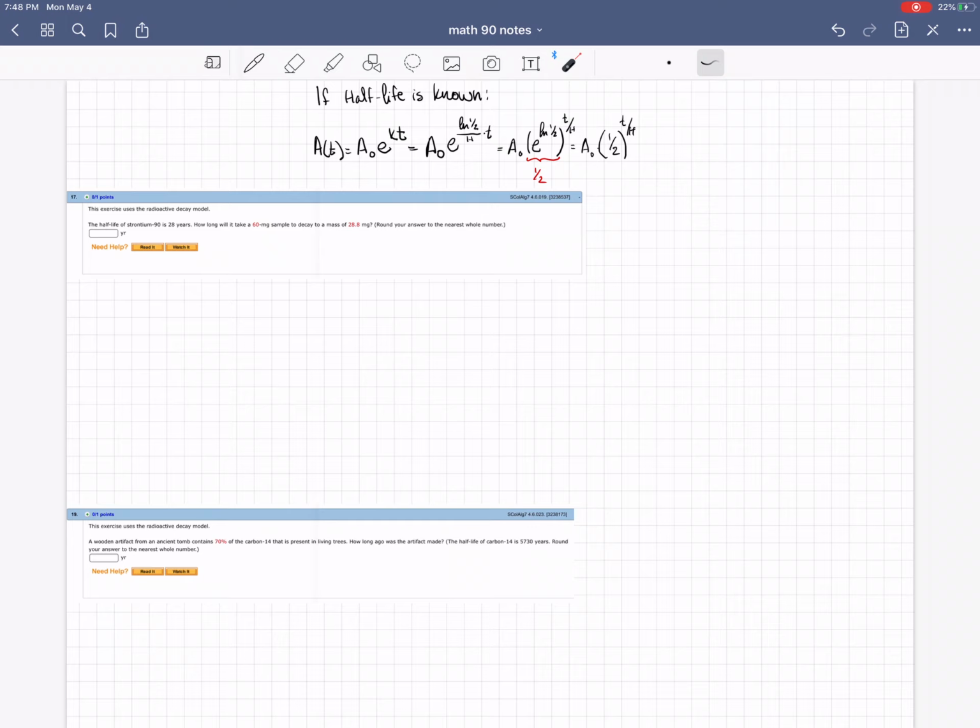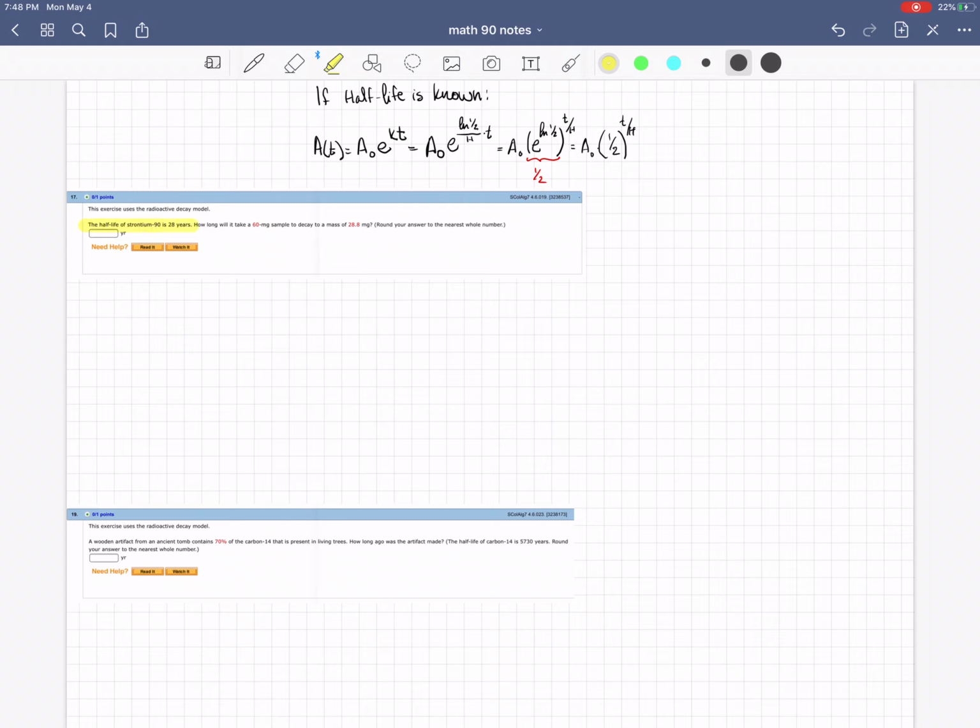The half-life of strontium-90 is 28 years. Now, oftentimes when you're talking about radioactive compounds, there's a number after the name to indicate that there are multiple different isotopes of this. So the 90 is just part of the name. It's not actually important to the problem. But the half-life is 28 years. So we're going to highlight that.